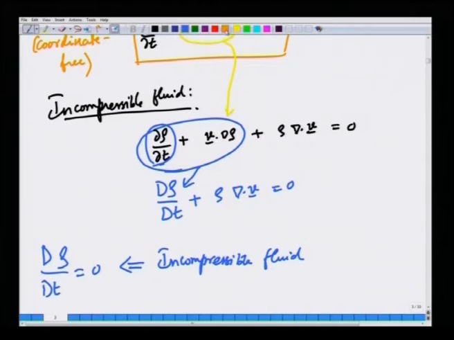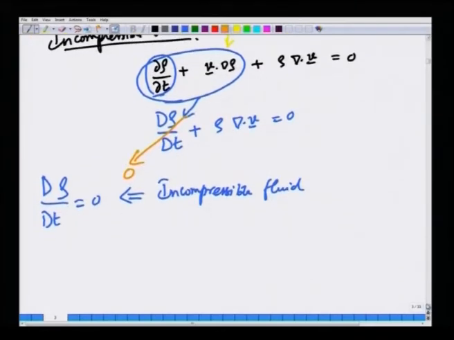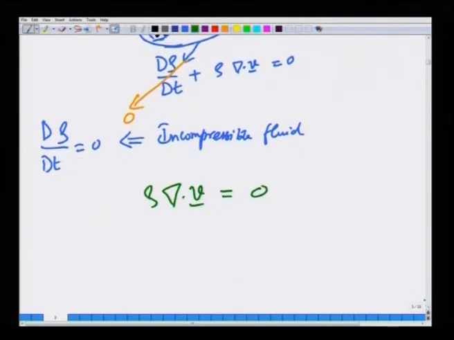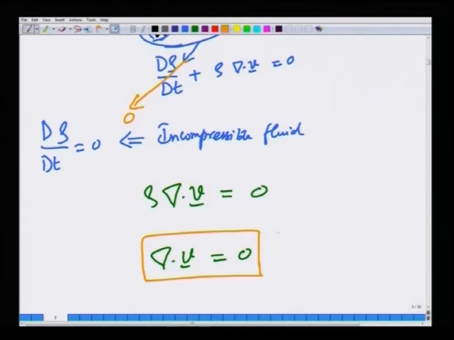So, if you knock this term off for an incompressible fluid, we get the continuity equation for an incompressible fluid to simplify as rho times del dot V is 0, but since rho is a non-zero constant, you have del dot V equal to 0. This is the equation of continuity for an incompressible fluid.